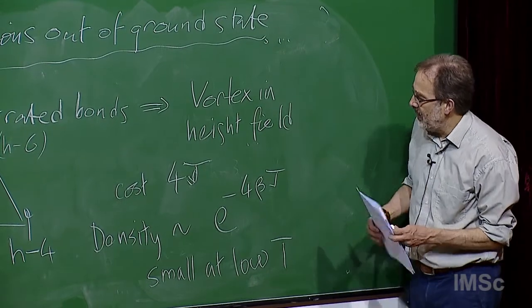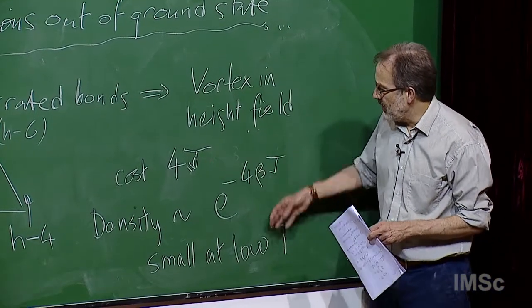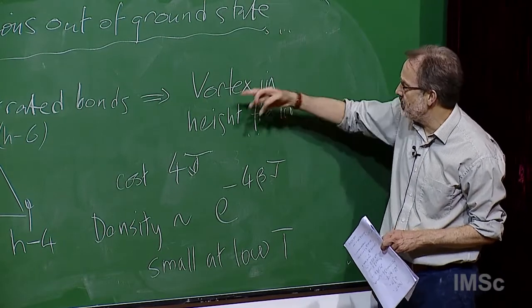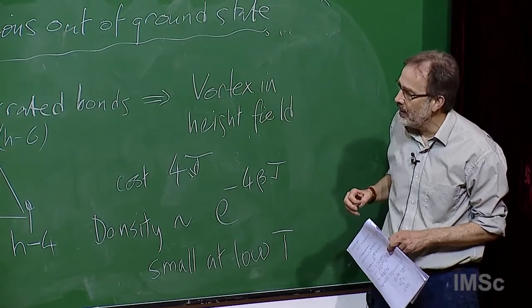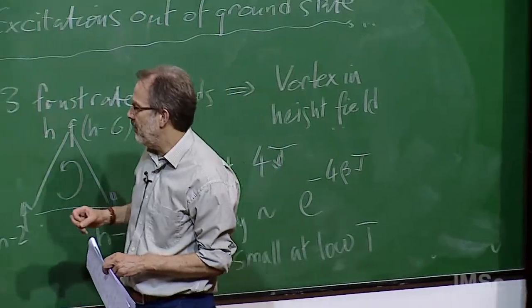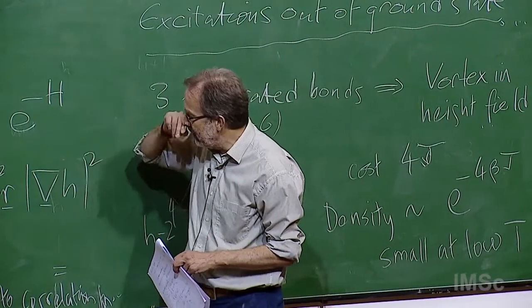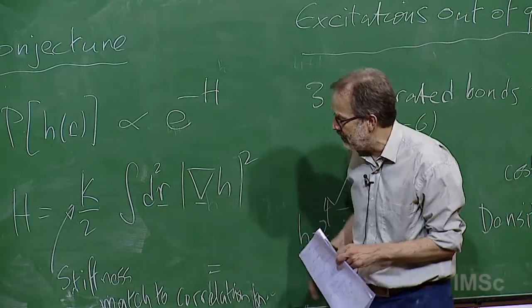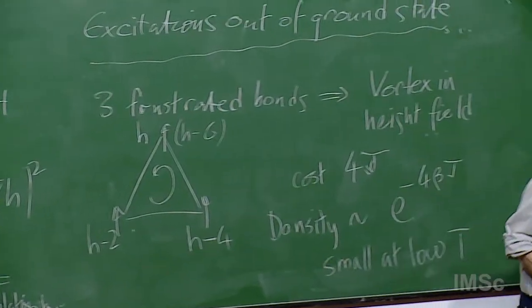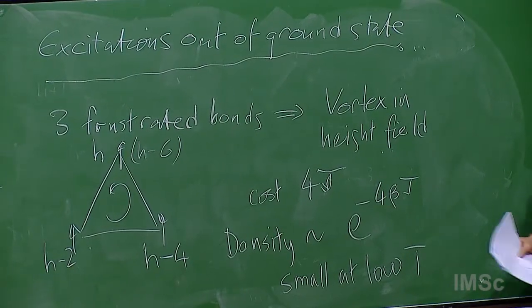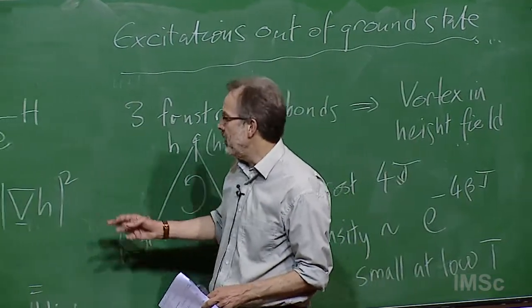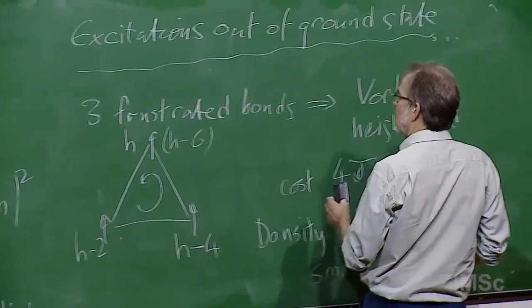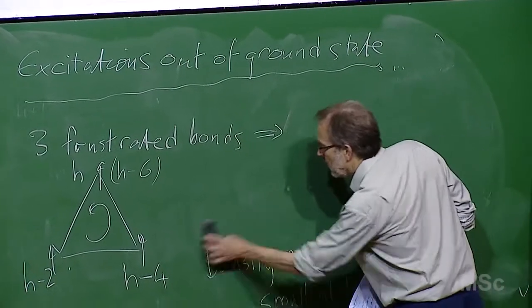Now, as well as the energy cost of making these vortices, when we introduce a vortex into the height field, it may affect the degeneracy of the ground state configurations that contain the vortex compared with configurations that don't contain a vortex. And one use for the height model is to estimate what the change in entropy is.